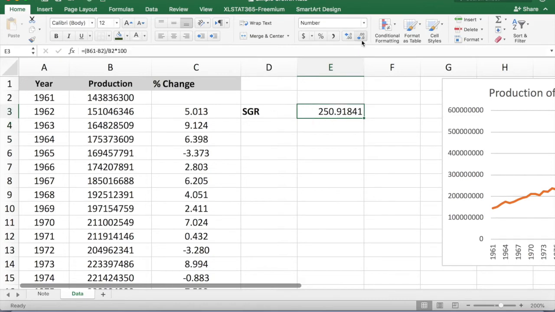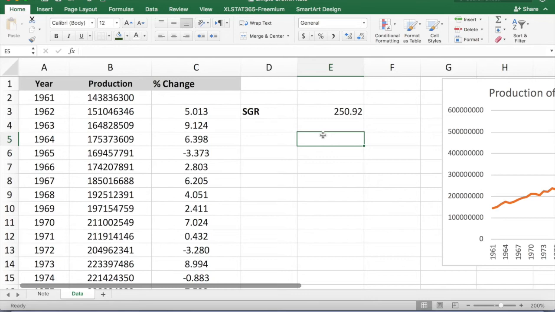So as compared to 1961, the production has increased by 250%. It has increased by more than double. So it is almost 2.5 times increased. It does not tell us the whole picture again. It just says the change between two points in time.